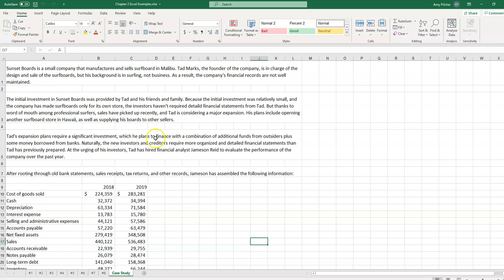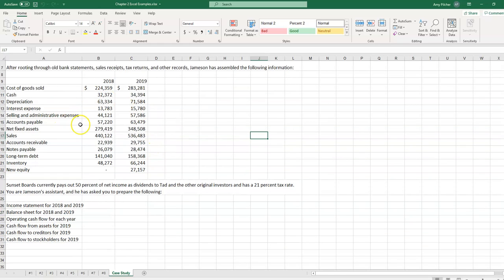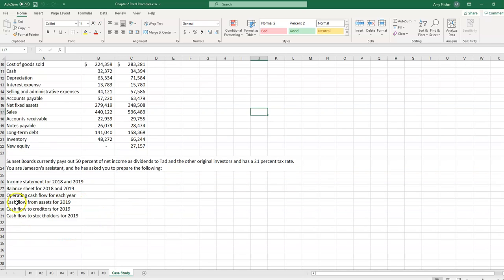So we have a lot of information about his finances, and we need to create an income statement and a balance sheet for him to use for his records. And then we're going to look at his cash flow identity with the equations from Chapter 2.